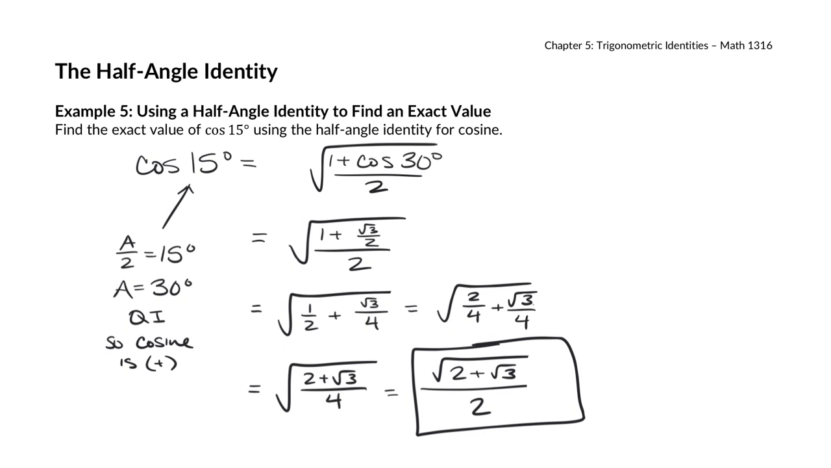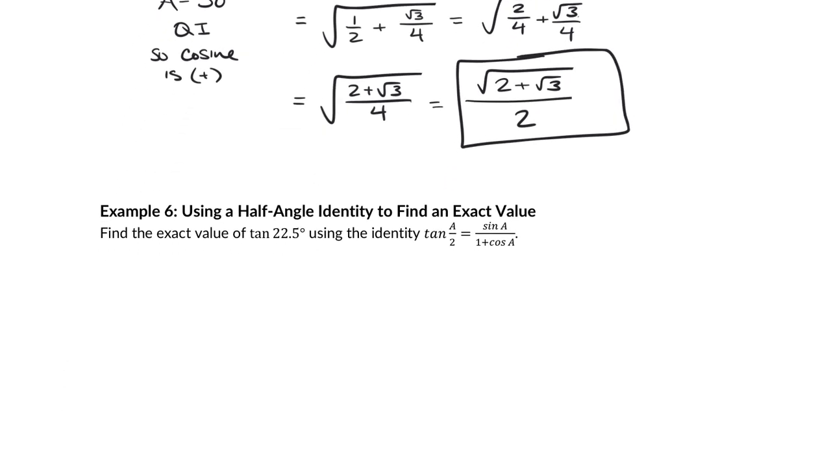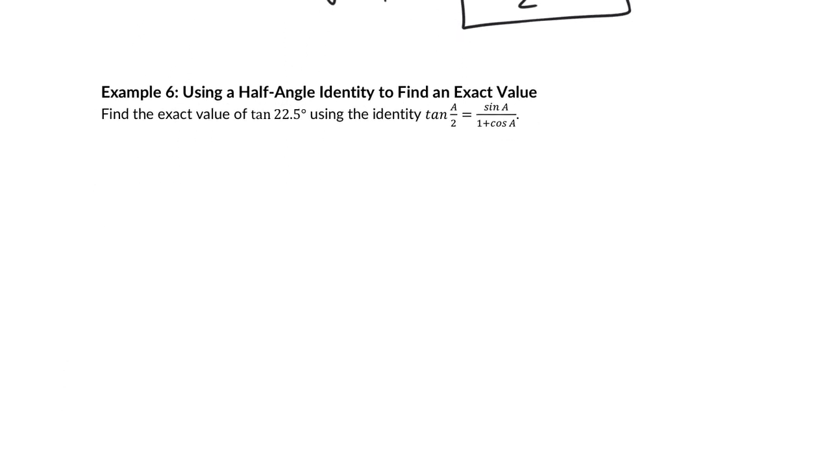Can we try another one just with some gnarly algebra? We have a choice. No, we're going to do it anyways. Okay, find the exact value of tangent of 22.5 degrees using the identity. Look, I even told you which one to use. Tangent of A over 2 equals sine of A over 1 plus cosine of A. Okay, let's do what we did before. We know that this tangent of 22.5 degrees will be equal to sine of some angle over 1 plus the cosine of some angle. What is the angle I'm going to use?